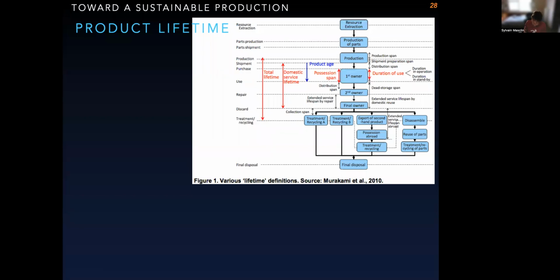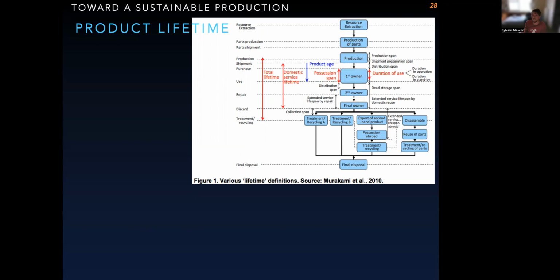You can think of a lifetime for your product as the time that you own and you use that product. In fact, this is the duration of use, which is part of what you call the possession lifespan. This is how much time you had that product. Then you might trade that product or give it to someone else and have a few other owners. That will be the domestic service lifetime, how long this product was used by different people. And that will cover all the time that it was owned by different people.